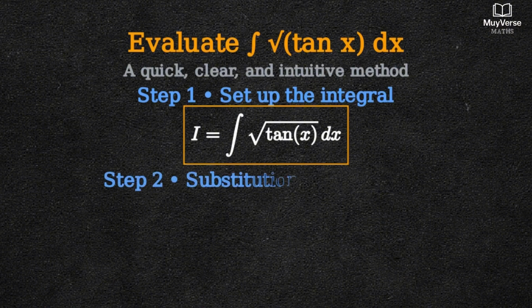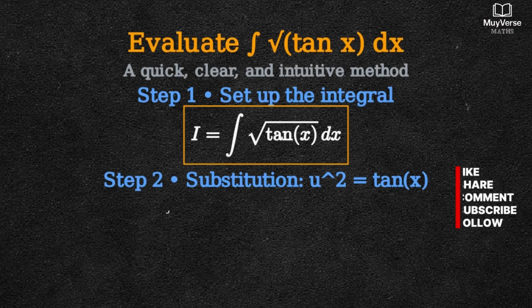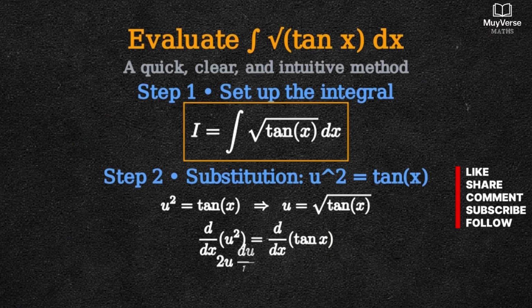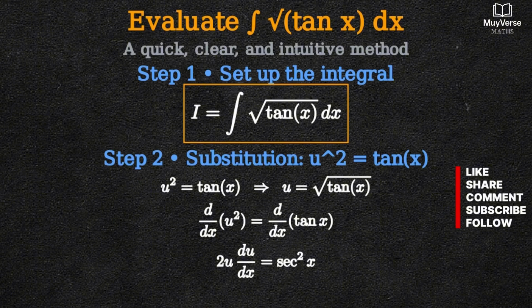Step 2. Use the substitution u squared equals tan of x. Differentiate both sides. 2u times du over dx equals secant squared of x. But secant squared is 1 plus tangent squared. Since tangent is u squared, secant squared becomes 1 plus u to the fourth.